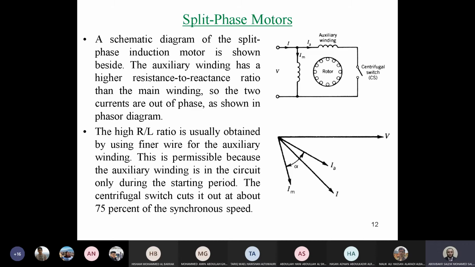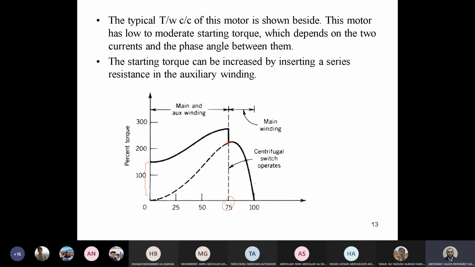Right. So we now understand the characteristic of how this motor will work, because we have the auxiliary and main winding in the starting, and it will continue up to 70% to 75% of the synchronous speed. So it will start in this shape. It's very important to recognize the torque speed characteristic and the phasor diagram for each motor.